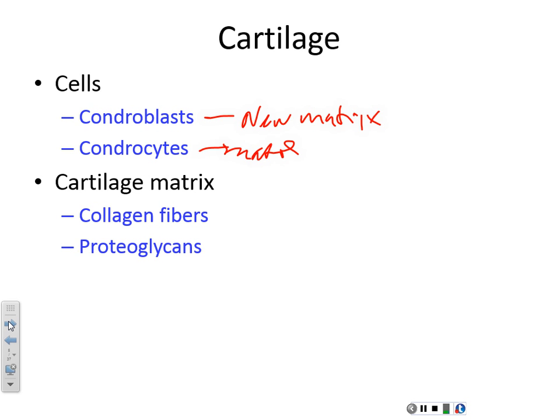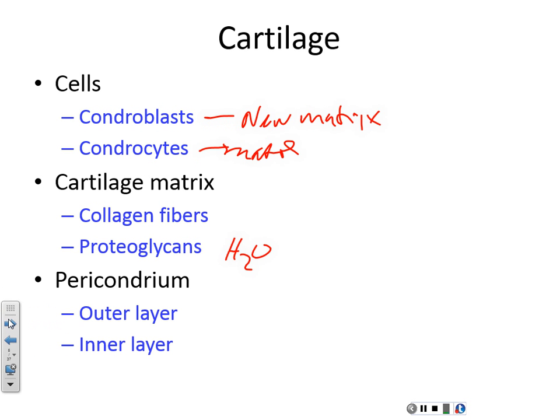And then of course the cartilage matrix has got the collagen fibers, made by the chondroblasts and fibroblasts, and then the proteoglycans. What do proteoglycans do? They absorb water, and therefore the cartilage can be compressed, and it goes back to its original shape. And the collagen fibers, of course, give it the strength.